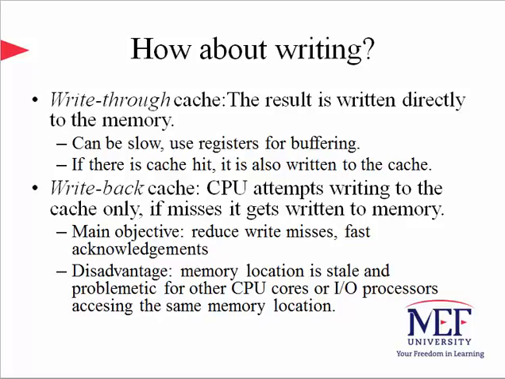The disadvantage of write-back caching is that in case of a cache hit, the corresponding memory location is stale and problematic for other CPU cores or I/O processors. We will discuss I/O processors in the future, but they are just extra processors or extra CPUs. They may be accessing the same memory location, and they will not be able to access the updated data or operand in the memory. So they will end up fetching stale data or stale instructions. Plus, if the cache dies, the data will be lost in a write-back cache.